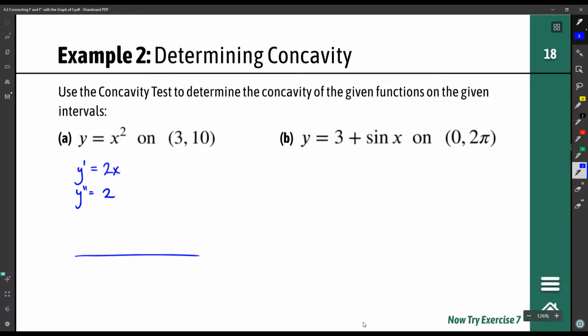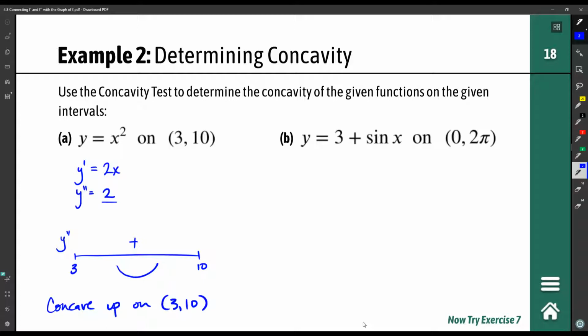And on the interval from 3 to 10, that second derivative, which I'm going to label y double prime, is always 2, which means it's always positive. And if the second derivative is positive, the function is concave upward. So what I would give as an answer here is that the function is concave up on 3 to 10, since that second derivative is always positive.